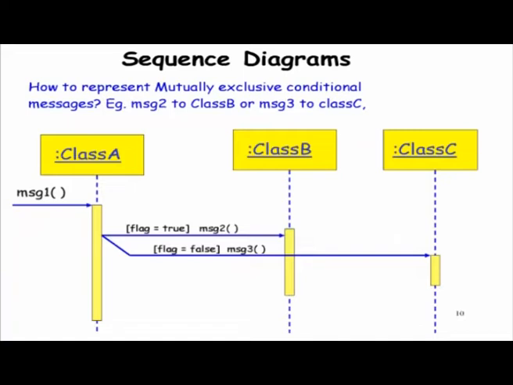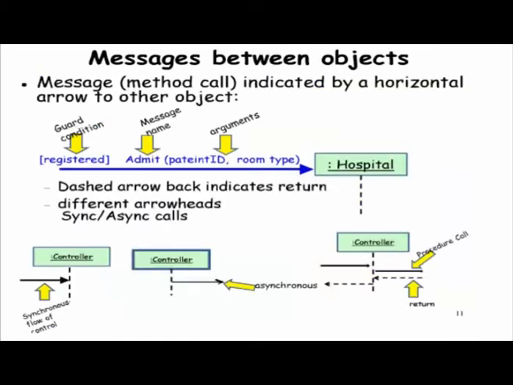We can also show mutually exclusive messages by using conditionals. If the flag is true, this method is called on class B. If the flag is false, we invoke the message3 method on class C. So that's how we represent message invocations on different classes.